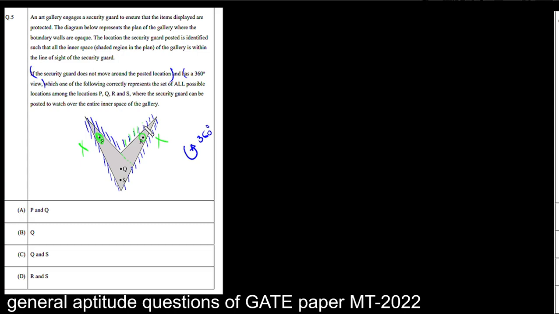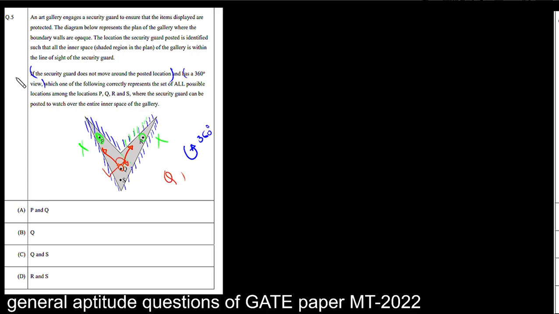So now if we put our security guard at this point Q, he can see this portion directly, also see this portion directly, and also he can turn around, so he can also see what is happening at the back side. So yes, Q is one of the locations where we can place our security guard.